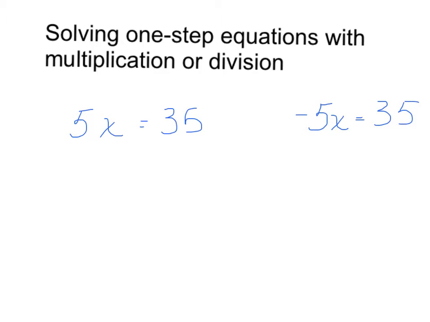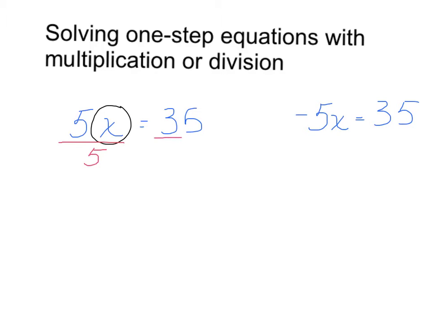In this video, we're going to review how to solve one-step equations by using multiplication or division. So, in our first example, we are dealing with 5 times x equals 35. In order to properly show our work, we need to think about this being 5 times x. The goal is to get x by itself. So if I'm multiplying by 5, to undo multiplying by 5, I need to divide by 5.